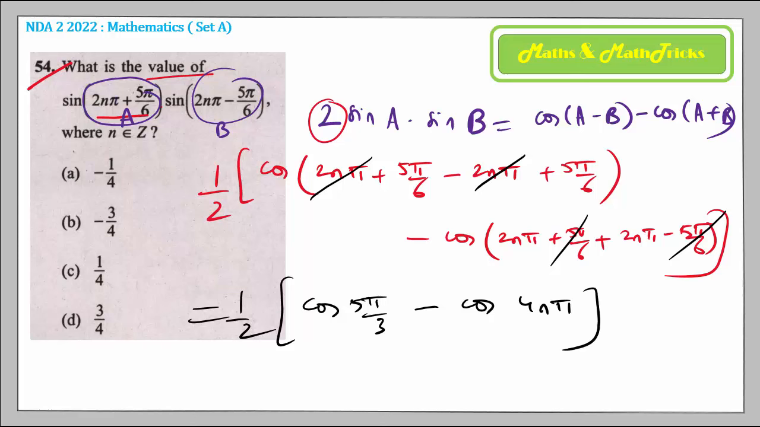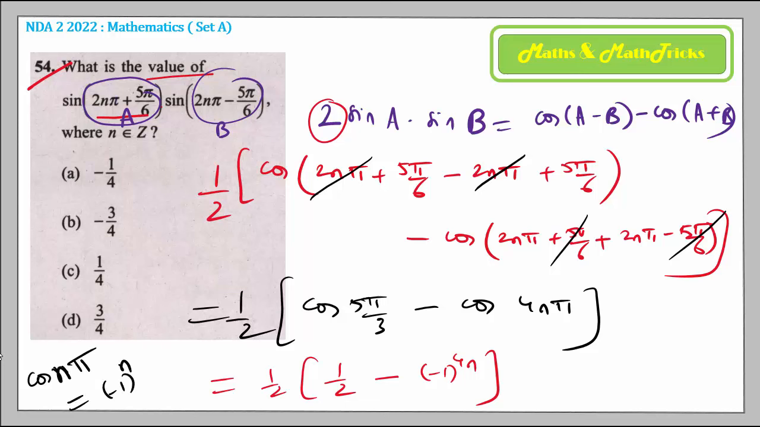Now cos 300 degrees, it's same as cos 60, fourth quadrant, so its value is half, minus cos 4n pi, you can write minus 1 to the power 4n. Why? You remember this formula, cos of n pi is calculated as minus 1 to the power n. Now this 4n is the multiplier of pi, so it's minus 1 to the power 4n. So 4n is an even number, so minus 1 to the power even number will be plus 1 there. So hence in the bracket you remain with half minus 1, that is minus half, and minus half into half becomes minus 1 by 4, and hence the answer to this particular question is option number A.